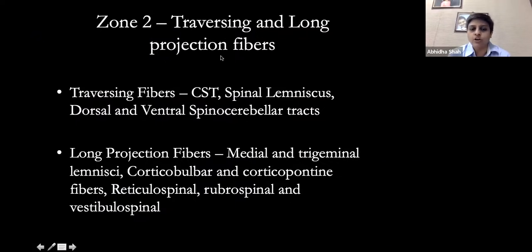Zone 2 is traversing and long projection fibers. Why do I call them that? Traversing fibers are the ones that do not synapse in the brainstem. They just run through the brainstem. So this is the corticospinal tract, the lateral lemniscus, the dorsal and ventral spinocerebellar tracts. There is nowhere where they will synapse in the brainstem. But these long projection fibers, so medial and trigeminal lemnisci, the corticobulbar, corticopontine fibers, the reticulo-rubro and vestibulospinal fibers, are also long fibers that run from the brainstem to the spinal cord or from the brainstem to the cerebrum. And they all have a relay in the brainstem. That's why I'm calling them long projection fibers.